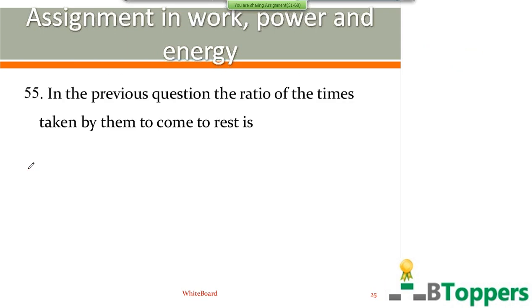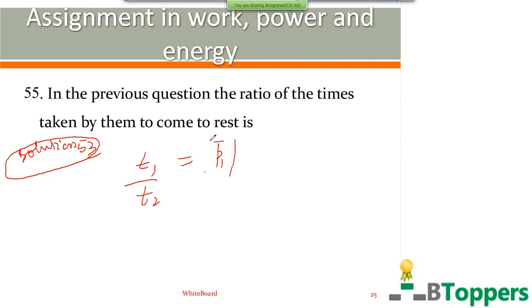Next, see the question number 55. The ratio of the time taken by them to come to rest. You have to repeat the solution of 53 for this question. The ratio of the time taken to bring them to rest, if they are brought to rest by applying equal and constant retarding forces, is the same as the ratio of the magnitudes of their initial momentum.